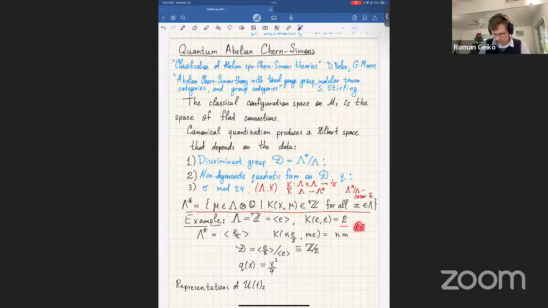refines this bilinear form. So it's going to look like, literally, X. And then when we go to the discriminant group, we'll get X squared over 4, roughly, because the generator of the lambda star is E over 2. And we get just a single semion.